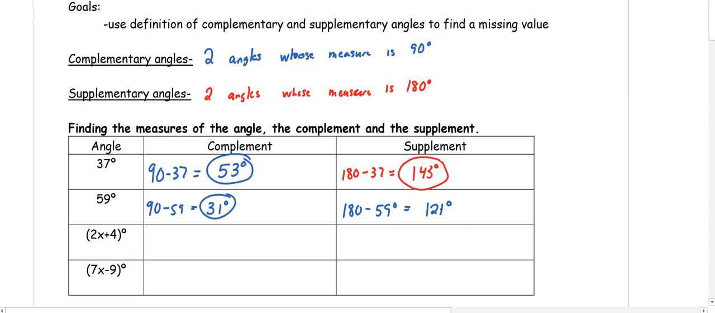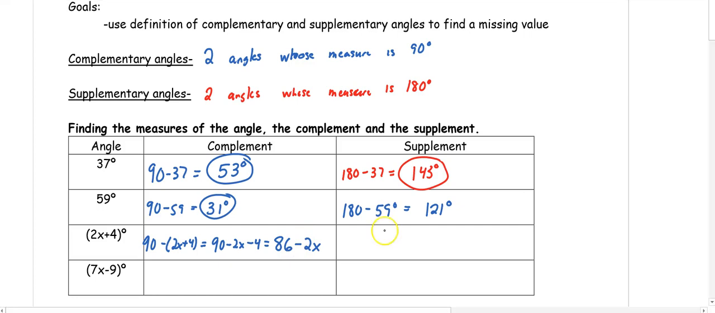When our angle has a variable in it, it's the same thing, and then we're going to distribute and combine like terms. So to find the complement, it would be 90 minus (2x plus 4). I need to distribute that negative in, so I get 90 minus 2x minus 4, and combine like terms. So 90 minus 4 is 86 minus 2x.